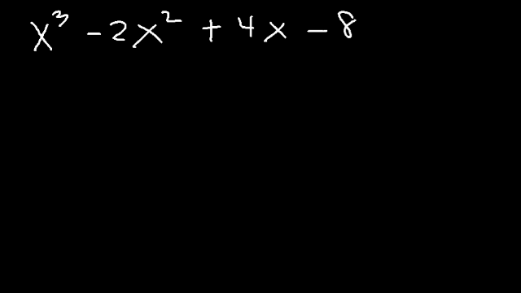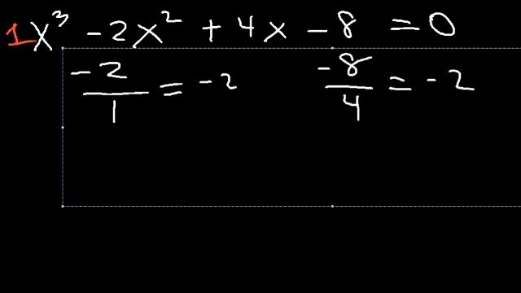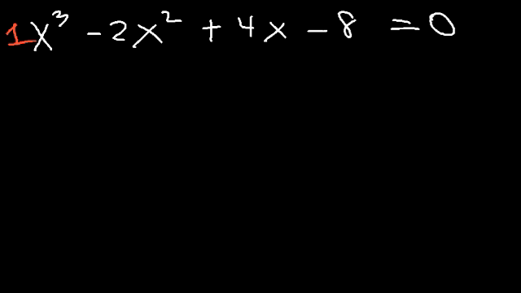Try this one. x cubed minus 2x squared plus 4x minus 8. So for this example, do we have to use synthetic division to factor it and to find the zeros, or can we factor by grouping? Notice that the first two terms have the same ratio as the last two terms. Negative 2 divided by 1 is negative 2, and negative 8 divided by 4 is negative 2. So we could factor by grouping. But for the sake of practice, factor using synthetic division and then confirm that answer by factoring by grouping.